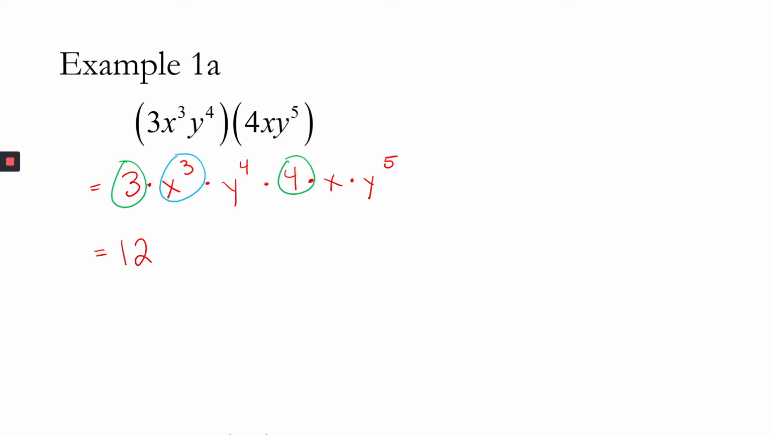Next, we're going to look at the x's. Now this, since they have the same base, we will go ahead and use the product rule. The product rule tells us we're going to add the exponents, so 3 plus 1 is 4. Now in this one, if you focus especially on this second one, you don't actually see an exponent. If you don't see an exponent, we're just going to assume that that is raised to the first power.